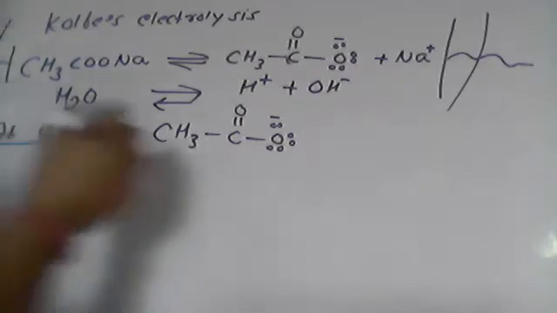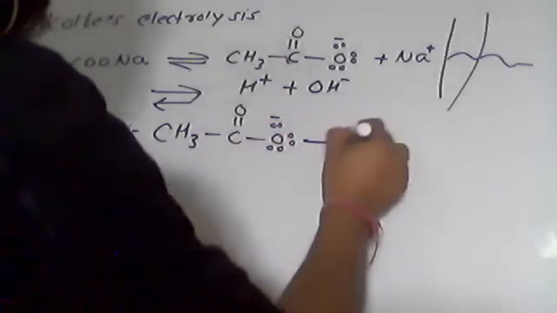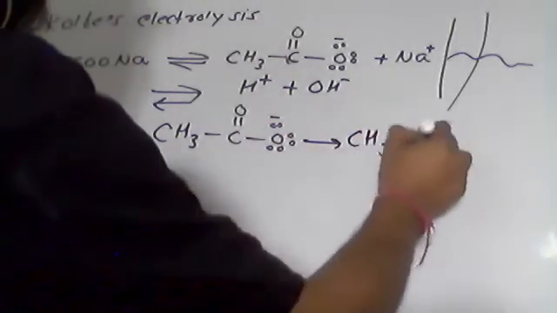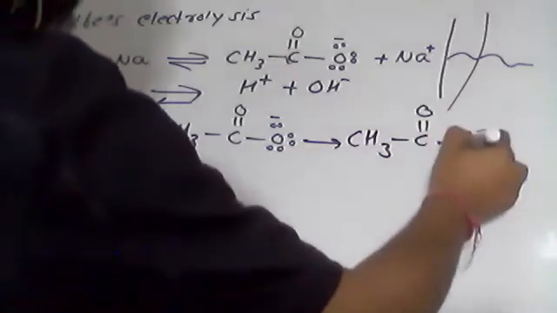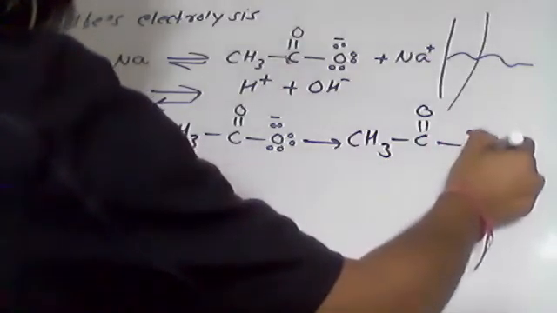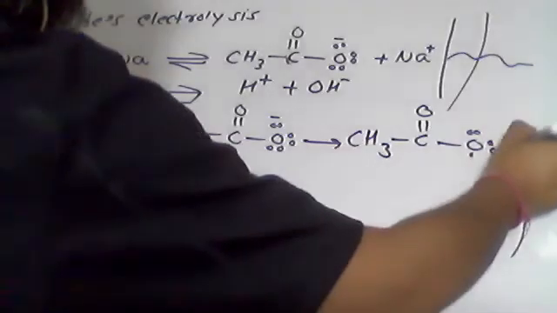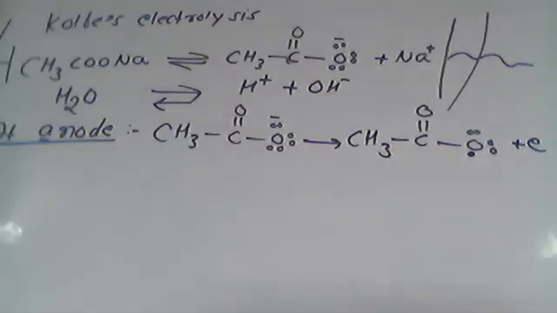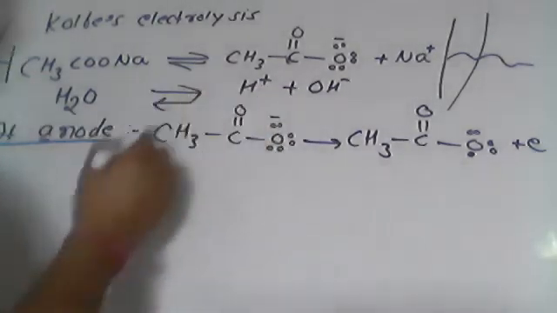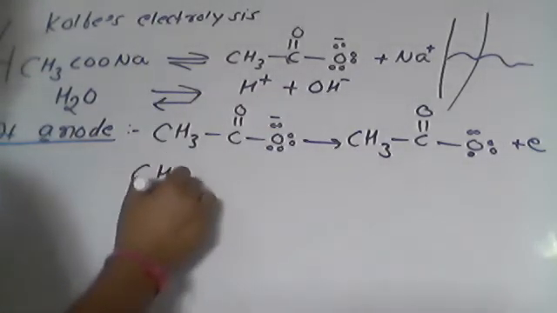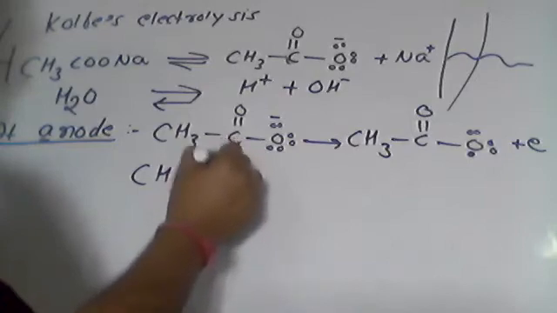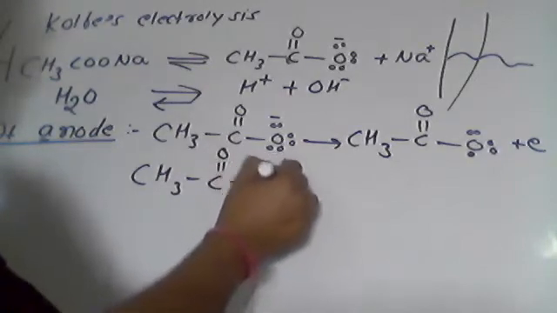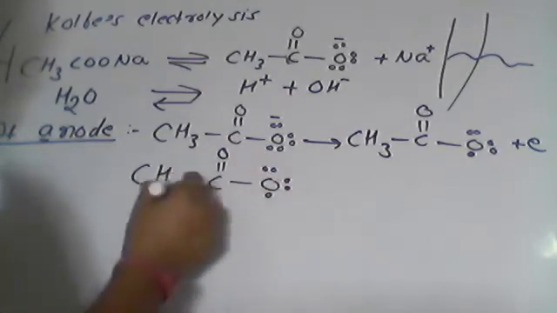Oxidation means loss of electron. So here there will be a loss of electron. It will be CH3, C double bond O, oxygen, 1, 2, 3, 4, 5 plus electron. Oxidation takes place, one electron will be lost, so it will get a 5, and there will be no charge. The negative charge will be neutralized. In the second step, C double bond O, oxygen, here we have 1, 2, 3, 4 and 5.